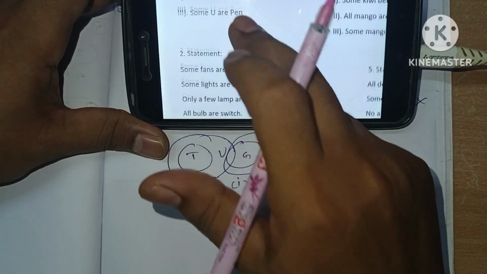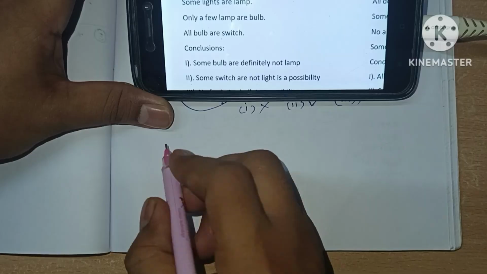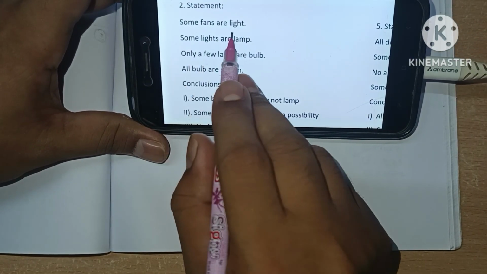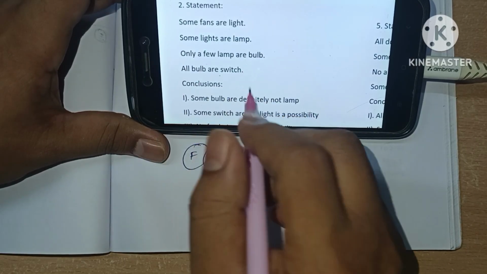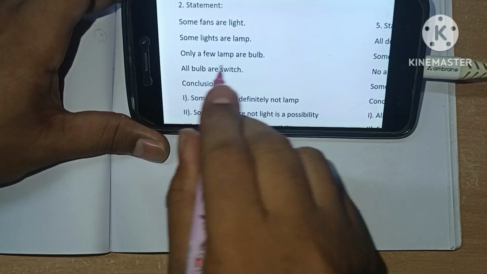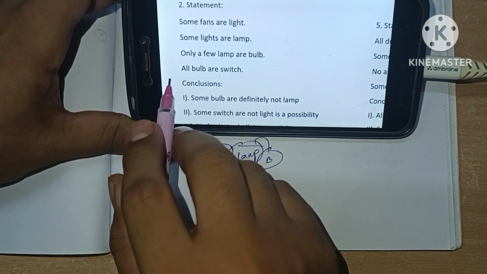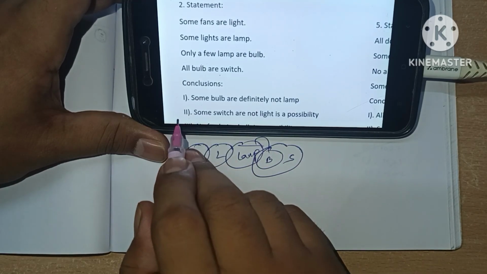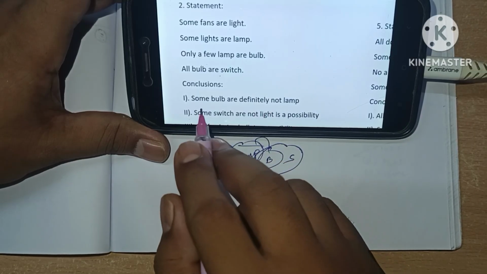Let's see second question. Some fan are light. Some lights are a lamp. Only a few lamp are bulb. All bulb are switch. So let's see conclusions. Some bulb are definitely not lamp.